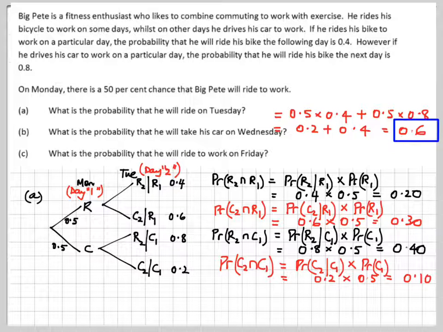Now hopefully they'll all add up to 1. Oh, they do. Excellent. You always want to check that, guys.